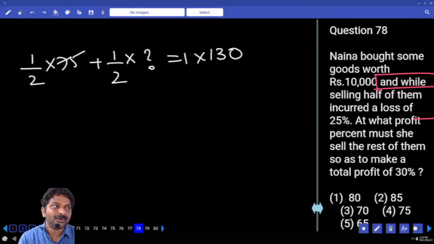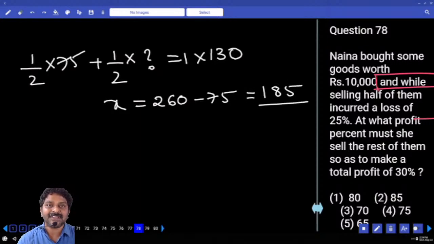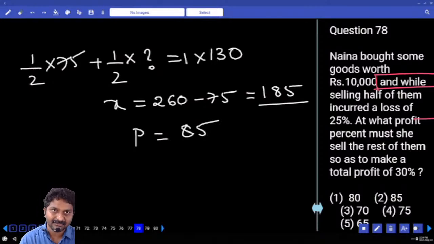130. 2 on the left hand side, denominators taken in common, take that value to the right hand side, that becomes 260. 75 goes to the right hand side, becomes minus 75. That means x value is equal to 185. If you need to sell it at 185 percentage, how much profit are you expecting? How much profit are you getting? 85. This is one way.